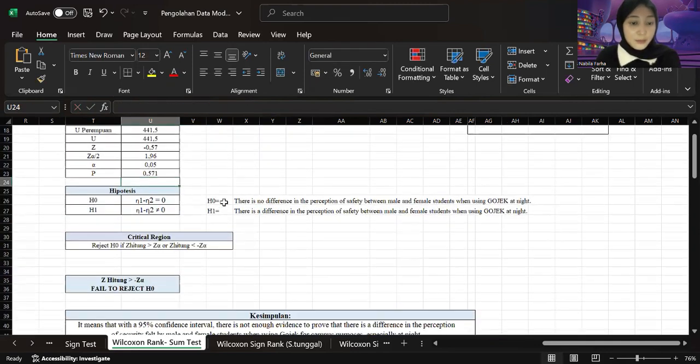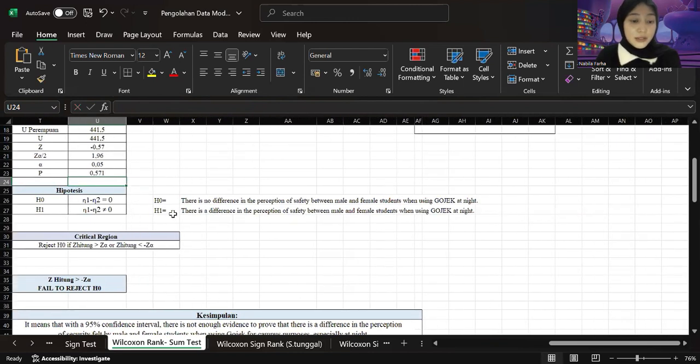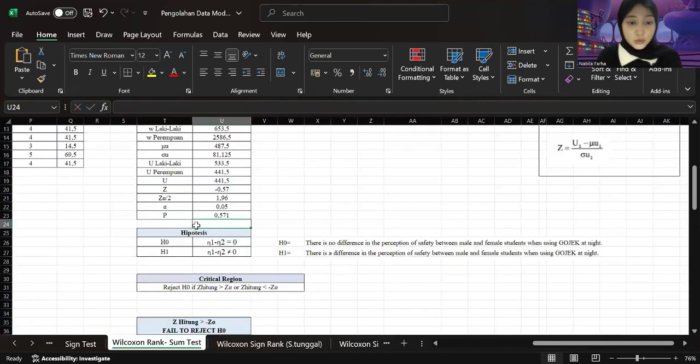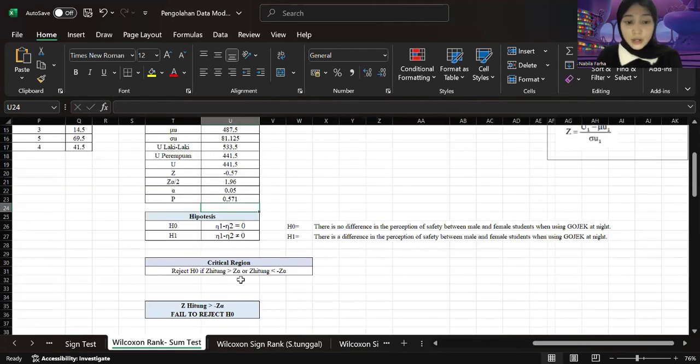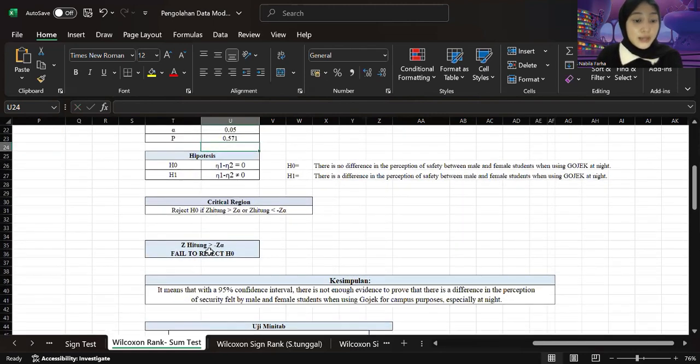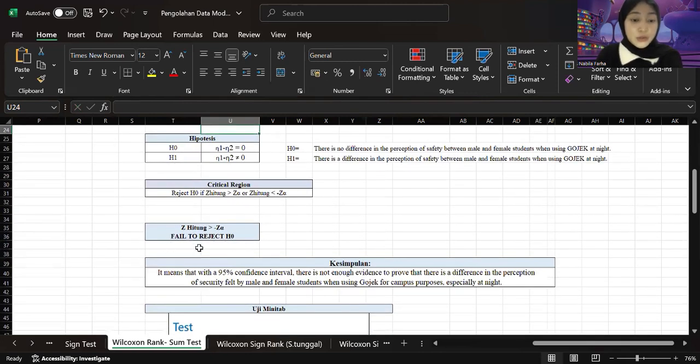After that, we do the hypothesis testing, with the null hypothesis that there is no difference in the perception of safety between male and female students when using Gojek at night, while the alternative hypothesis is that there is a difference in the perception of safety between male and female students when using Gojek at night. The critical region is to reject the null hypothesis if Z hitung or Z null is greater than Z alpha, or if Z null is less than minus Z alpha. Based on this calculation, we got that Z null is greater than minus Z alpha, so we fail to reject the null hypothesis.